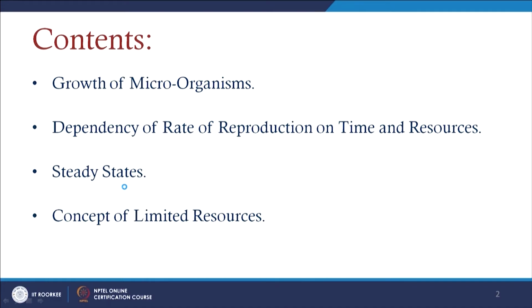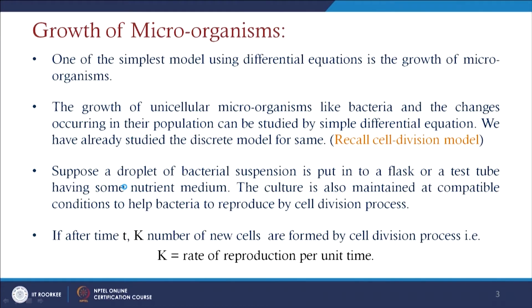Then we will go for the dependency of the rate of reproduction on time and resources, and in the third stage we will test the steady states, how we can find a feasible state or the critical points for the development of these population levels. Then, if the population level is increasing, there should be some resources, and how these resources act in the increase of the population level, we will discuss in the last phase of this lecture. So, one of the simplest models using a differential equation is the growth of microorganisms.